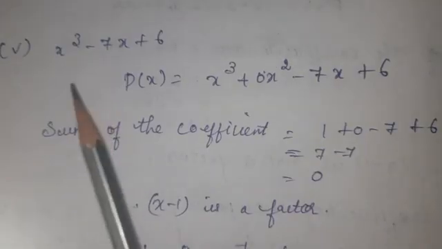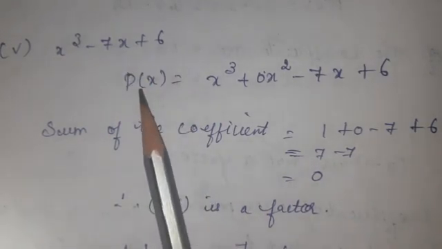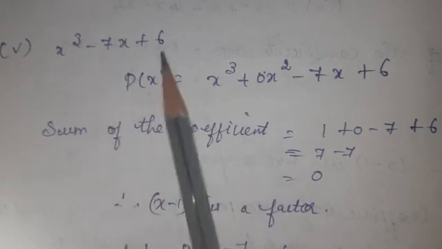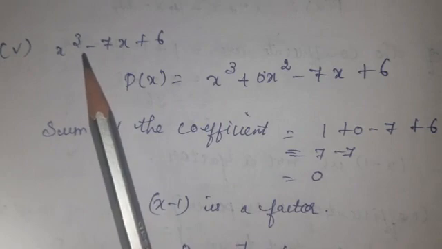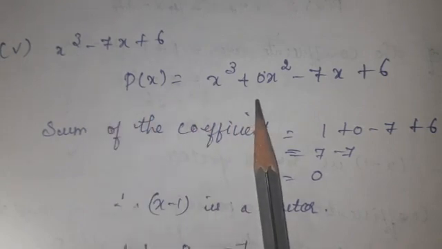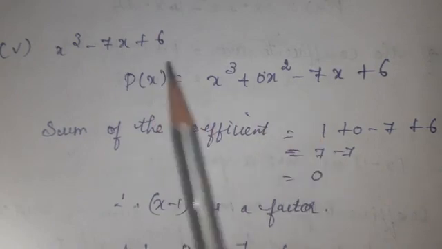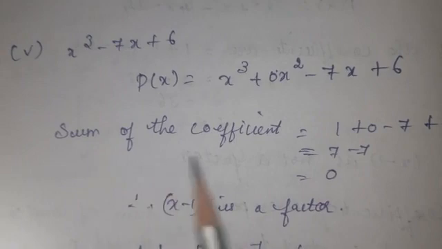Fifth question, x cube minus 7x plus 6. So that question, we should give the name as p of x is equal to x cube. See here it is a standard form. In this question and all it is a standard form. Here the square term is missing, so I have written this one as plus 0 x square minus 7x plus 6.